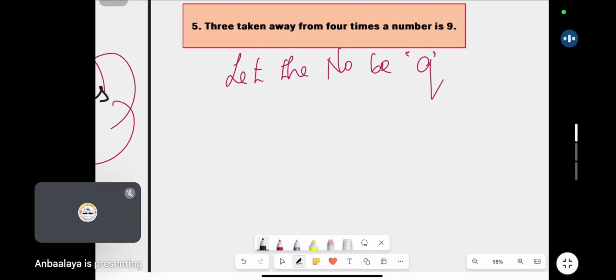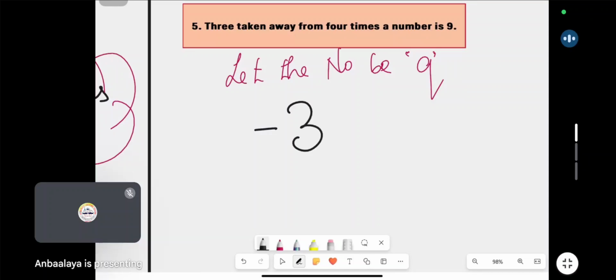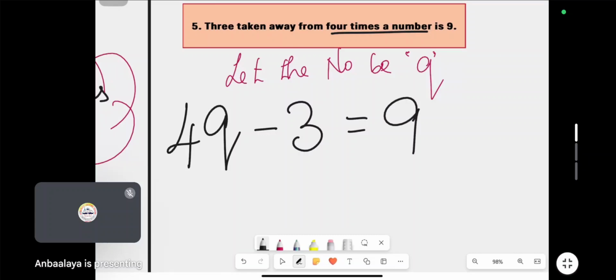3 taken away from 4Q. Which sign should we use? Minus. What is taken away? 3 is taken away. We are taking 3 from that number, so it is 4Q minus 3. 4 times the number means 4Q. So 4Q minus 3 is equal to 9. That's it, this is our answer.